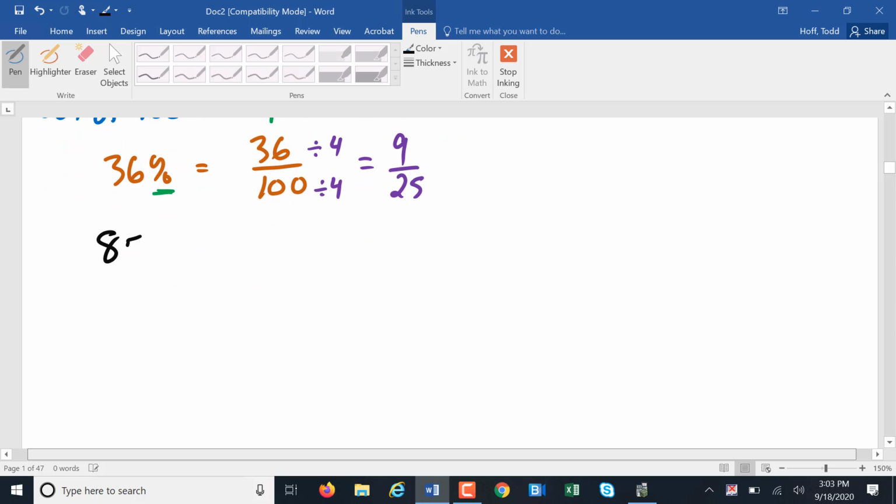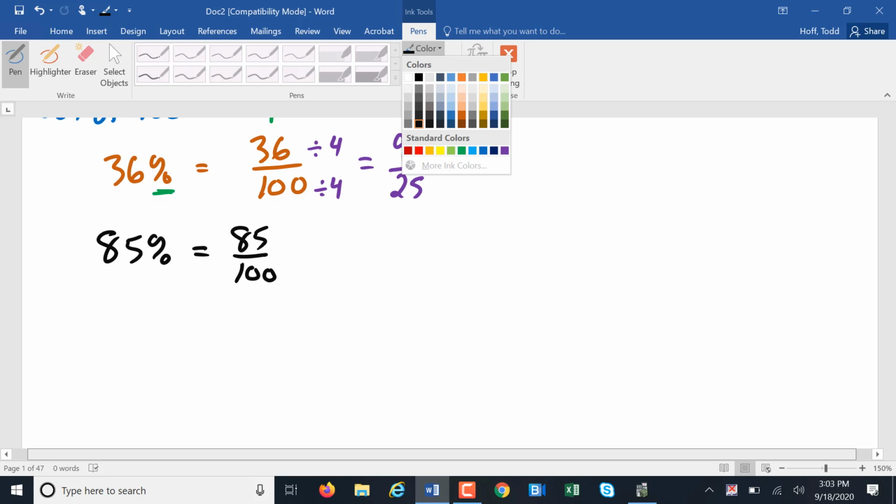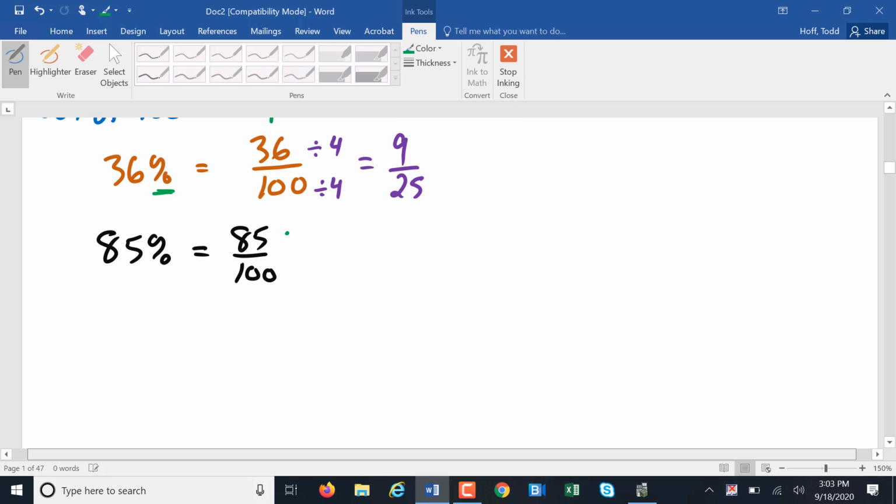We might have something like 85%. If I want to put that in that fractional form or a ratio, it's 85 over 100. What can that be reduced by? 5, which would give us, could somebody say it? There's 17 over 20. Perfect.